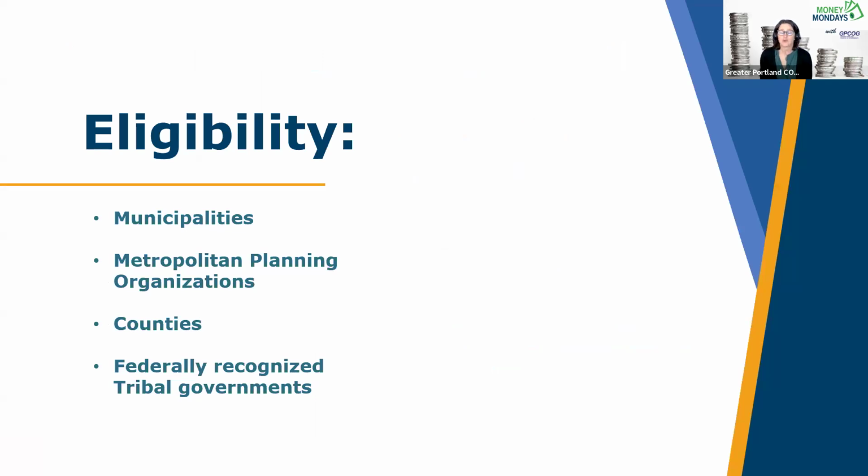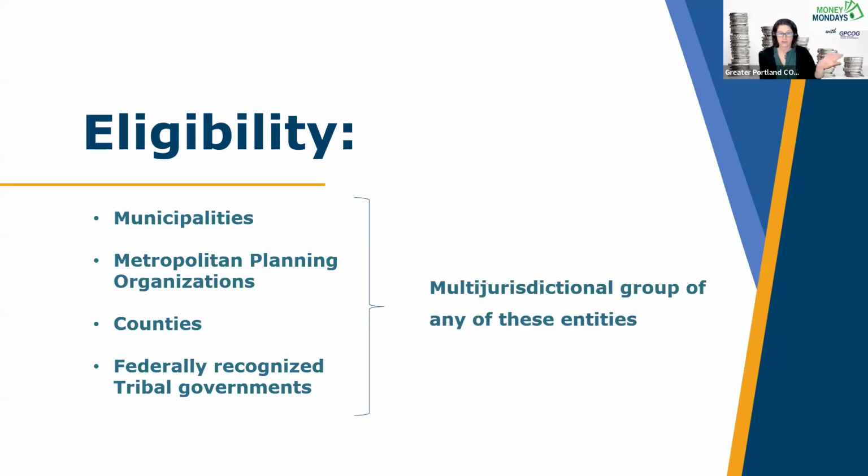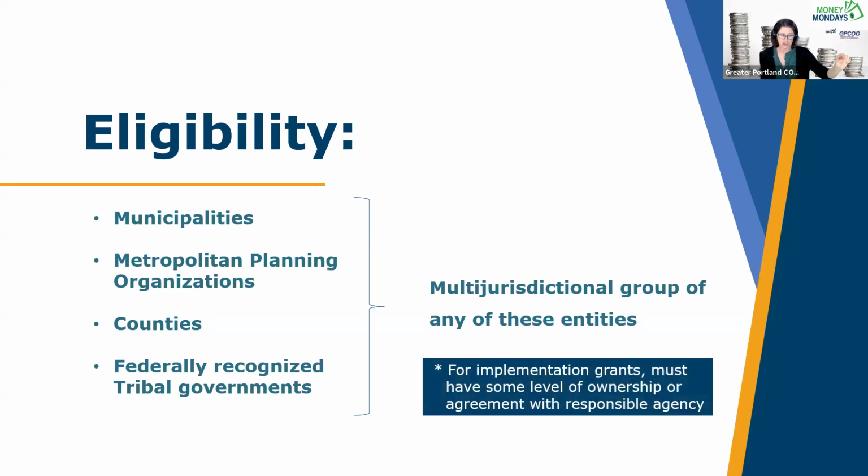So eligibility: municipalities, metropolitan planning organizations like GPCOG, counties, tribal governments, or any combination of these entities working together. If you're going for an implementation grant, there's an added piece. You have to have some level of ownership over the road where you want to implement your project, or an agreement with the responsible agency.